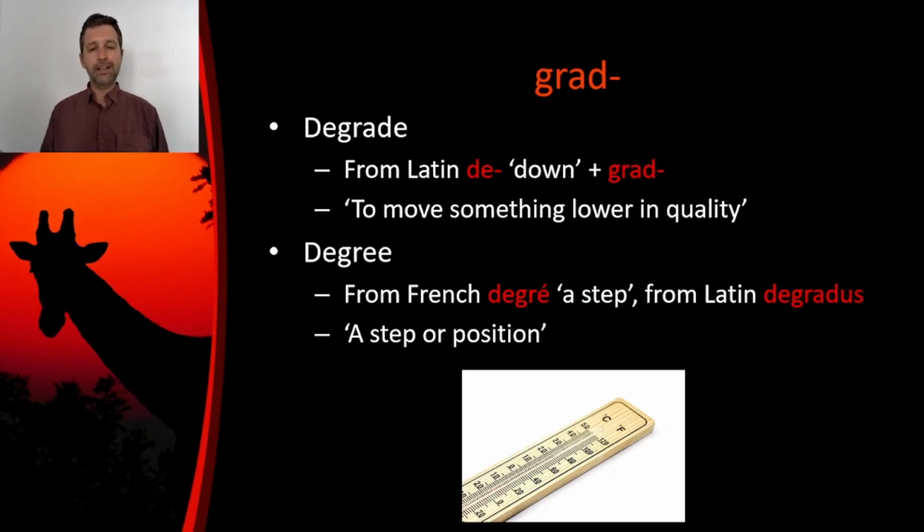So when we say a degree, it's literally just a step or a position. When we go back to what we were talking about on the last slide with centigrade, there are 100 degrees between the freezing point and the boiling point, right? And so you get these degrees, you get these steps, you get these positions. Not necessarily a bad or a good thing.